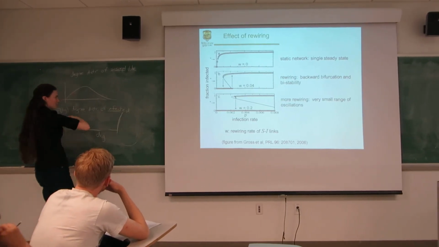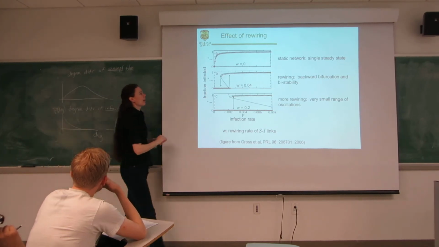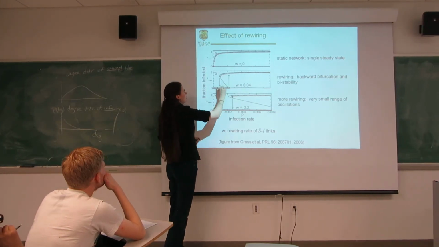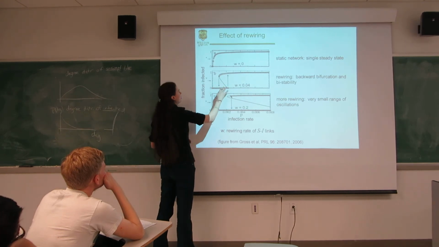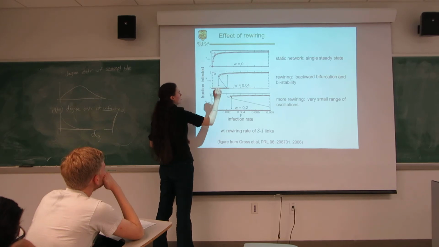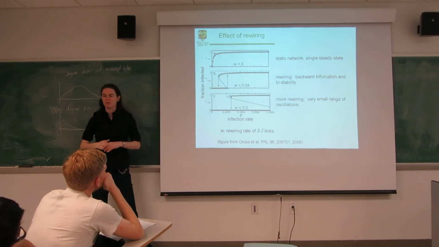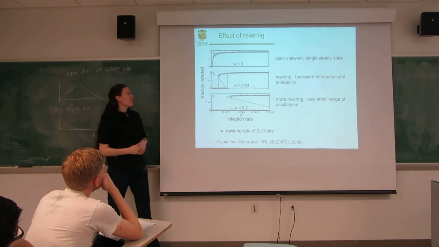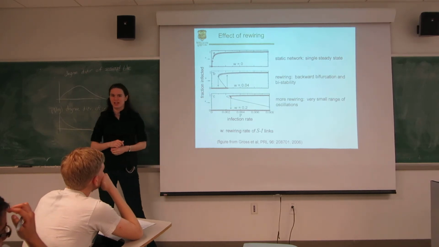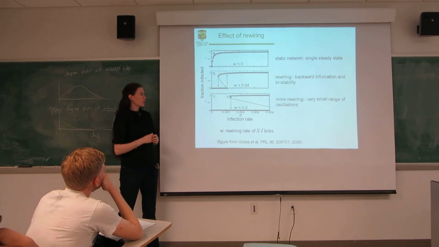We don't have any bending backward of this curve. However, once we put in enough rewiring, we get this region with 2 stable states. It could be either high disease level or it could be disease-free. And which of these states it goes to depends on the initial conditions. So that's an effect that doesn't exist in the static networks. It's a result of the avoidance rewiring.